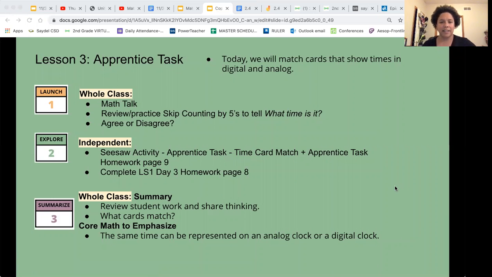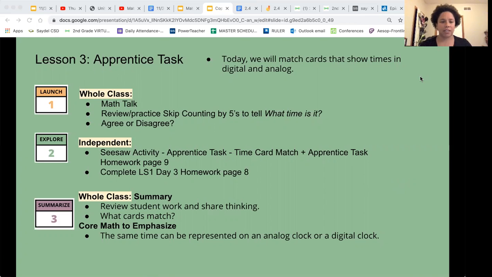Hey, second grade. Today for math, we are going to be matching cards that show times in digital and analog. So we're going to start the day with a math talk. Then we will review and practice skip counting by fives to tell what time it is. Then we'll have an agree or disagree question about time.